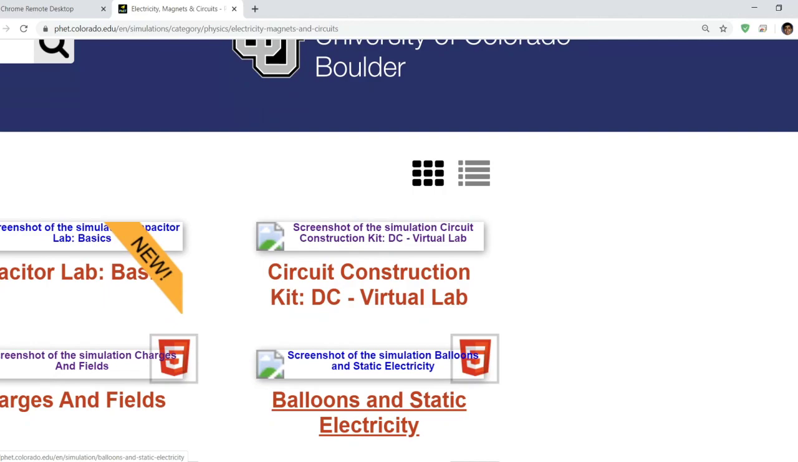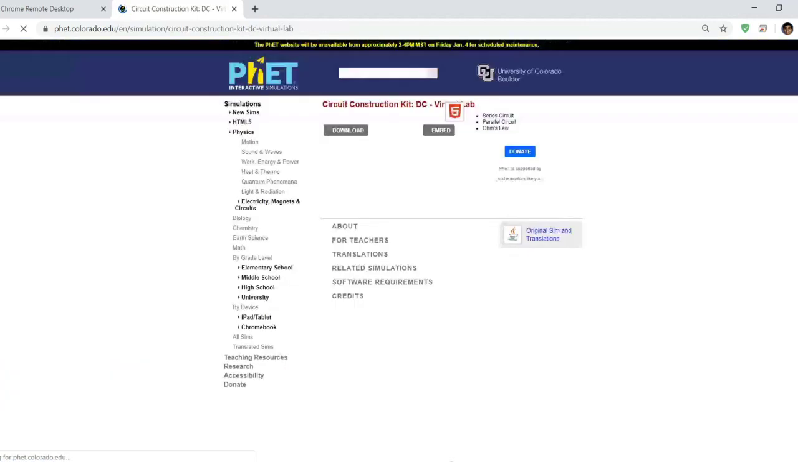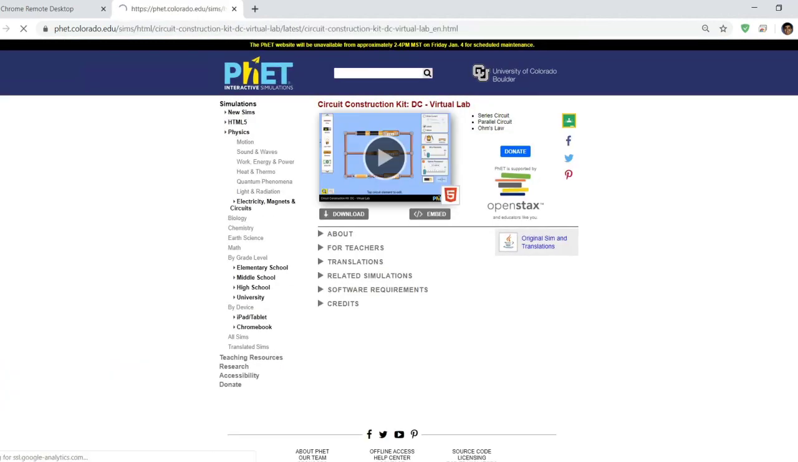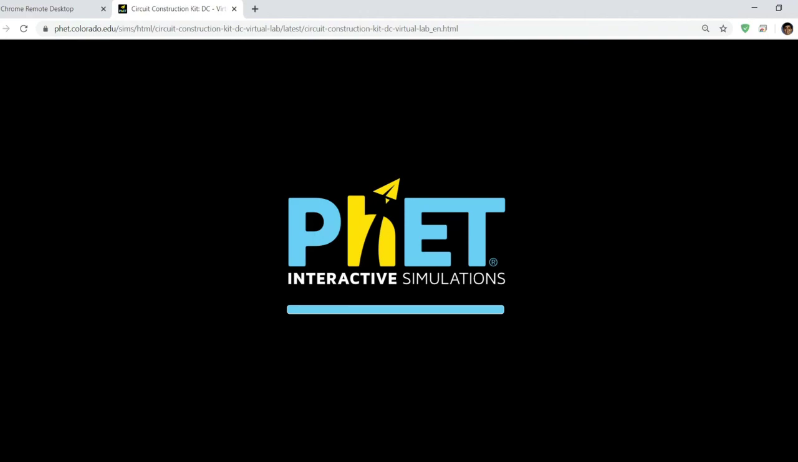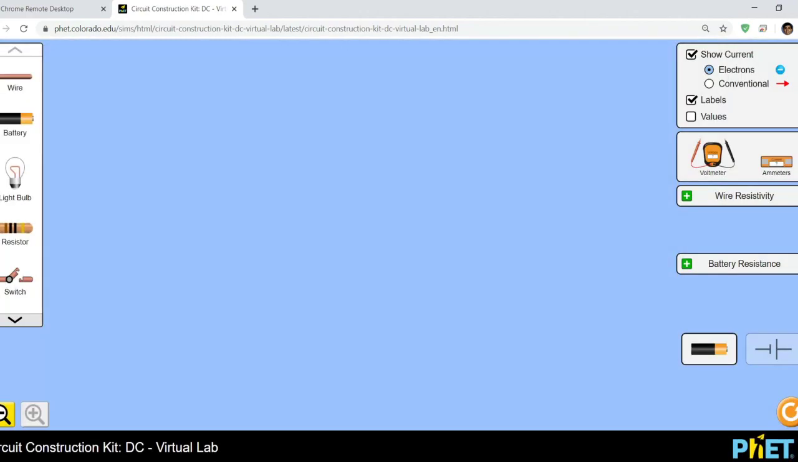And it is in HTML5, so you should be able to open it. Click and then hit play. Voila, we are now in our circuit lab, a virtual lab. And using this, we can build our very first circuit. So you can see how you have stuff on the side here. You can just drag and drop them.